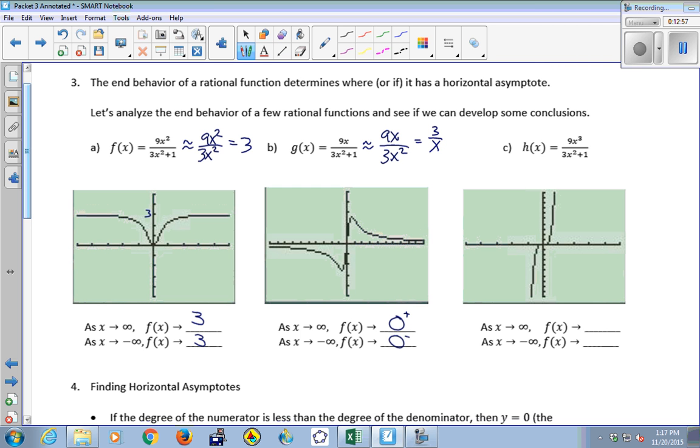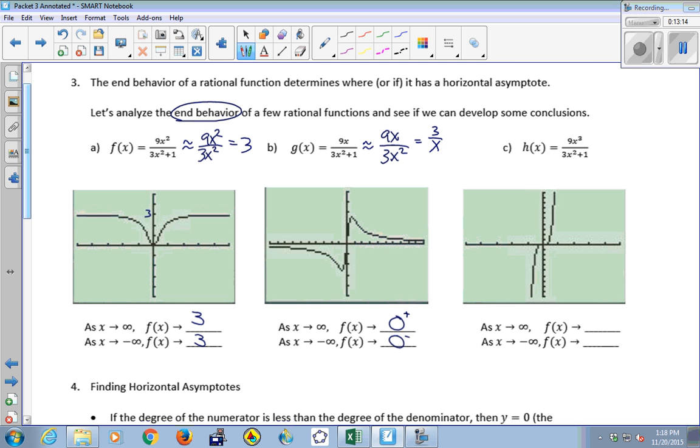Because we're talking about end behavior, which means what happens at the very far ends, right? What happens when x is really big? So this is only allowed when you're trying to figure out end behavior.